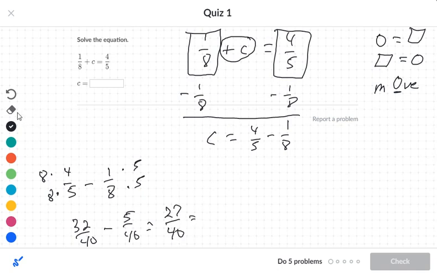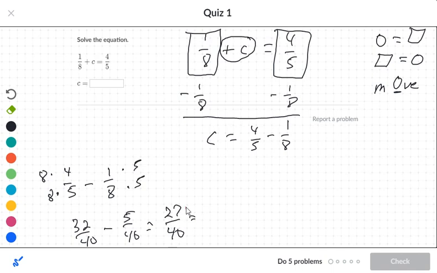Now, 27, a quick way, also another way to reduce is, what numbers give you 27? When you think about 27, you think about 9 times 3. Does 9 and 3 go into 40? No. So I'm pretty sure that this 27 over 40 is reduced. So C is equal to 27 over 40.